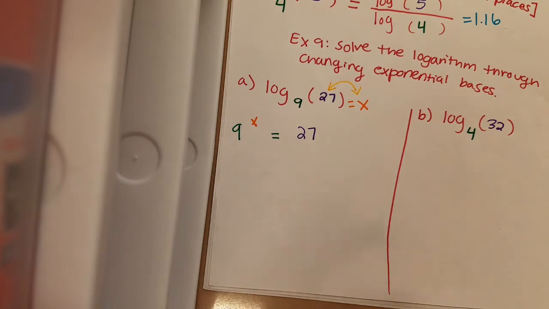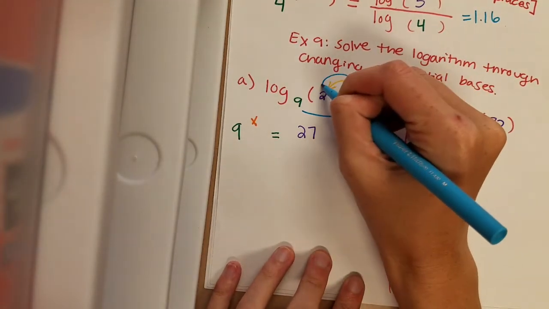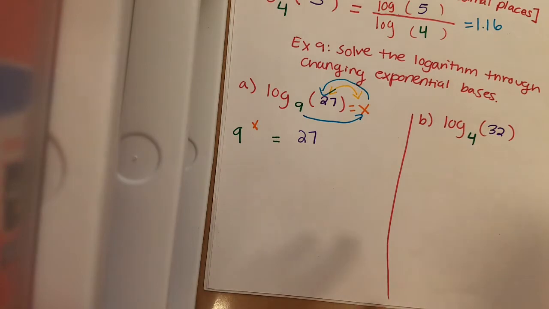And then remember you can also use the other technique where you do the little roundabout method. So you could say 9 to the x power equals 27. Whatever makes sense in your head, that's what you need to do.